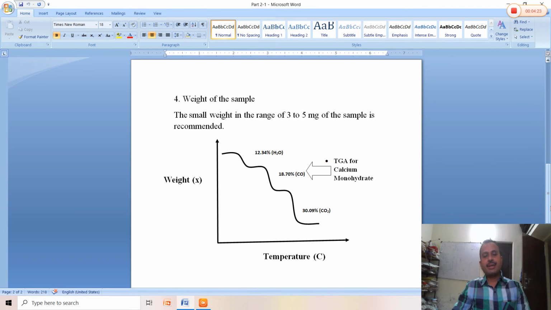Now here is the weight of the sample. A small weight in the range of 3 to 5 milligrams of the sample is recommended.